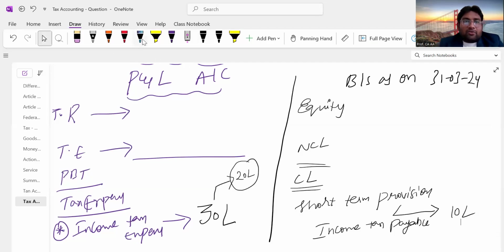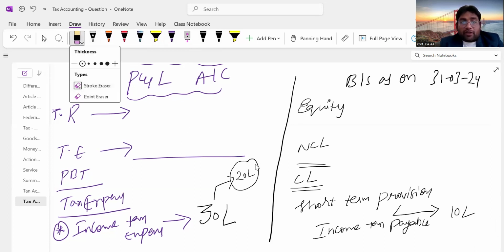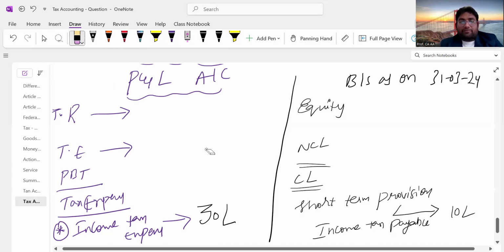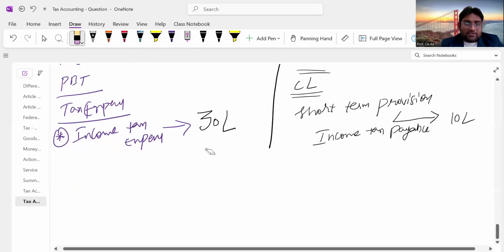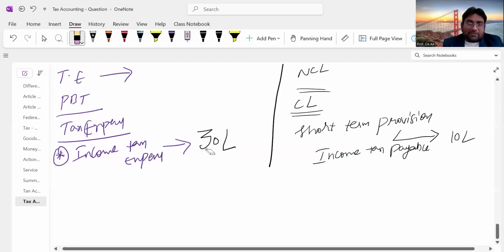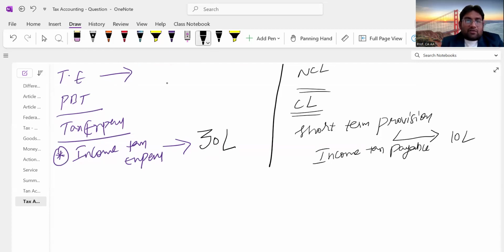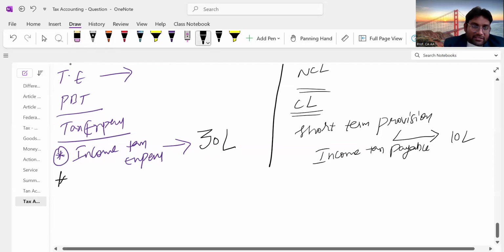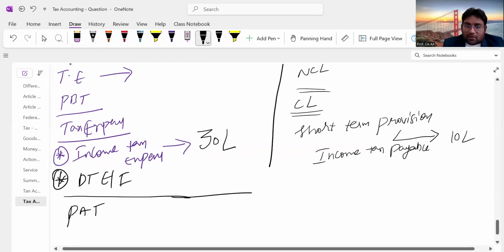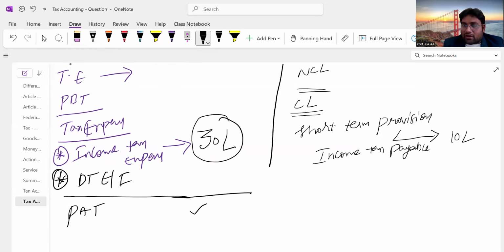And tell me, you have to tell me this answer. How much will be shown in the cash flow statement? Tell me. Profit and loss account: we have profit before taxes, then income tax expense, then deferred tax expense or income. After this you will get profit after tax. We don't have all this information, but this is the format. So our main focus is here you will get 30 lakhs, here you will get 10 lakhs.